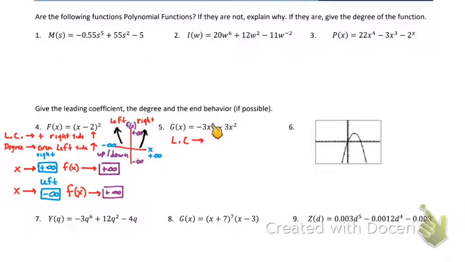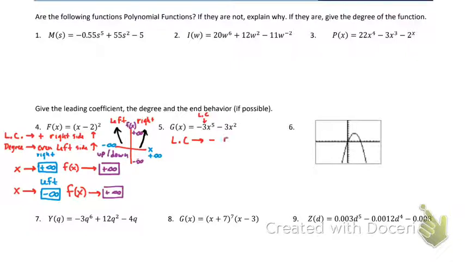Okay, so we're looking for the highest powered variable and we look for the number that's multiplying with it. In this case, it's -3. So this is my leading coefficient. And we don't care about the number right now. All we care about is is it positive or negative. So my leading coefficient is negative, and what does that mean?